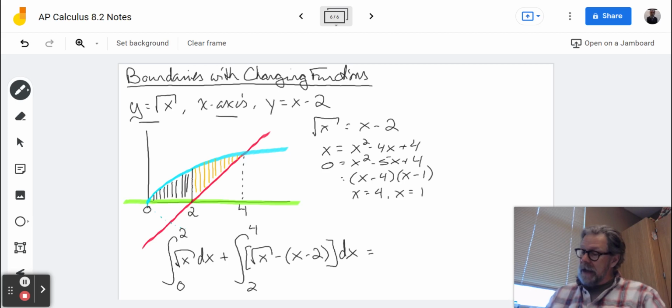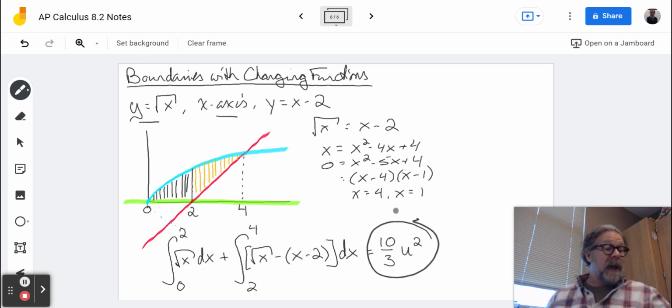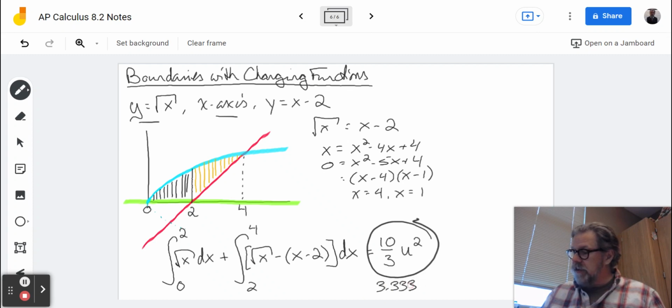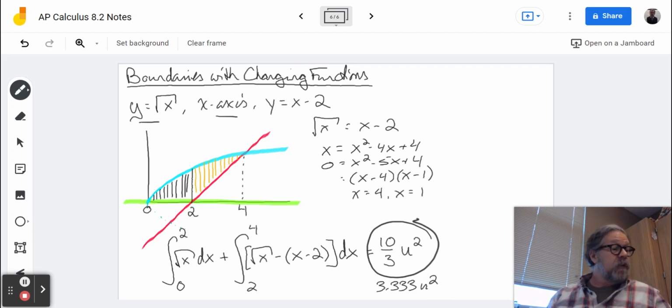You want to be a little bit careful because the exact answer to this is 10 thirds units squared. If the question asks you for an exact value, be a little bit careful, because otherwise you're going to get 3.333 units squared, which is perfectly acceptable unless you are asked for the exact value. All right, so this will be a quick video.